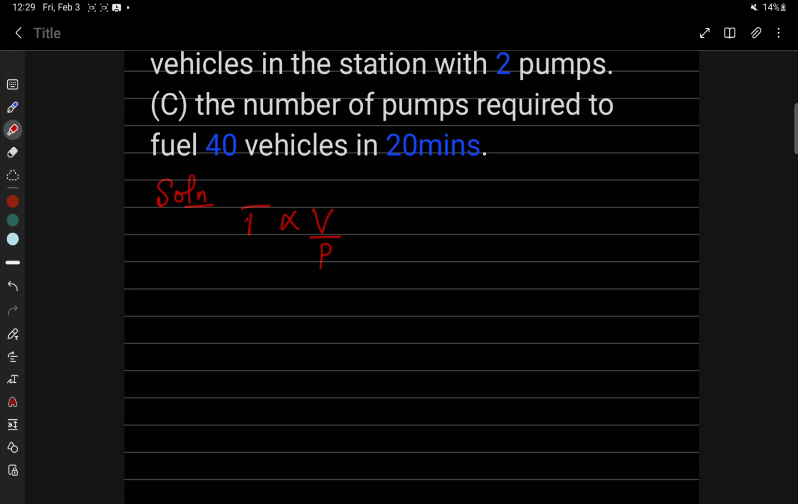But for us to have a clearer view of how they relate, we are going to introduce our equal to sign so that T will be equals to. Once you're changing this particular sign to equal to, it becomes K, then you have V over P. Now, this is a more precise relationship.